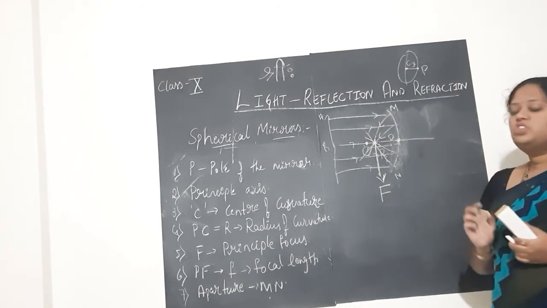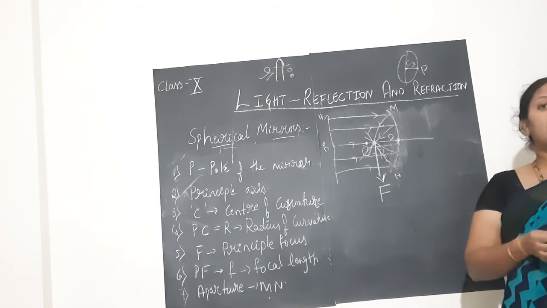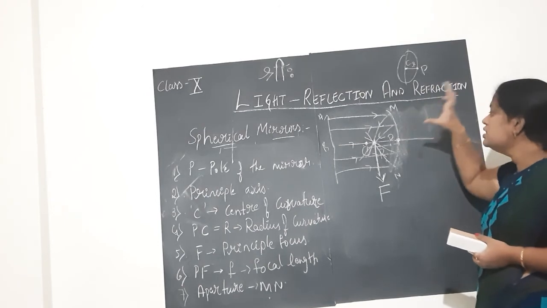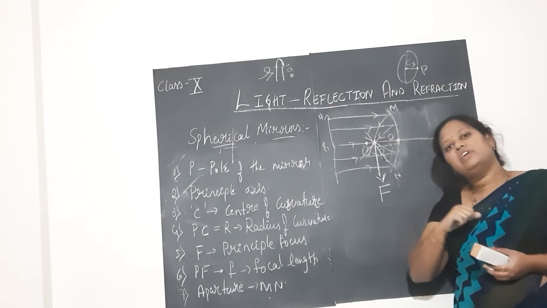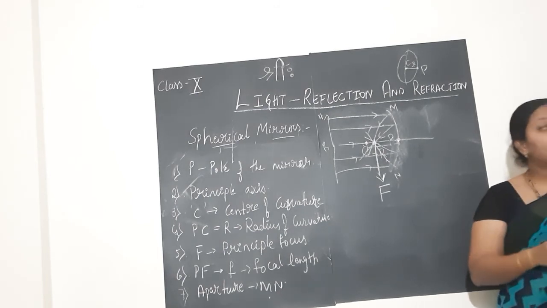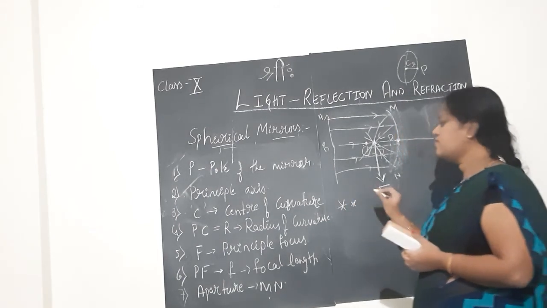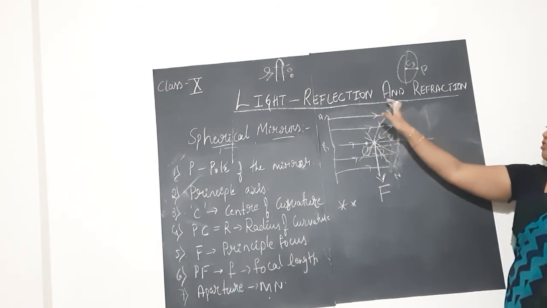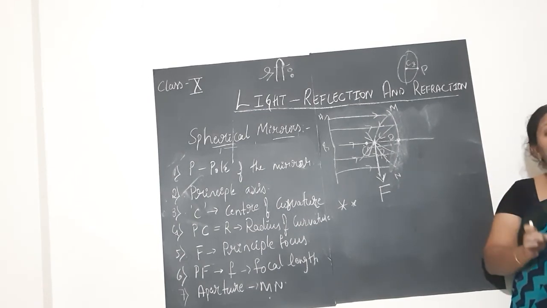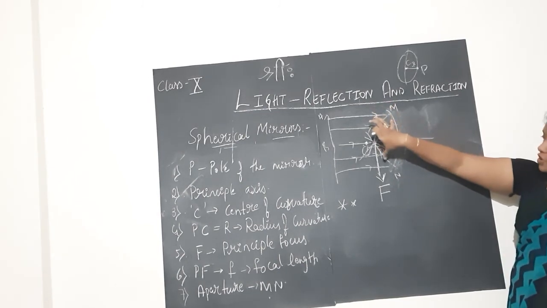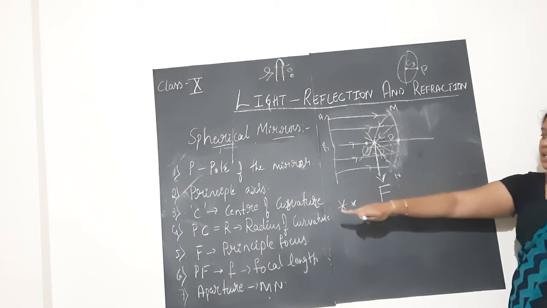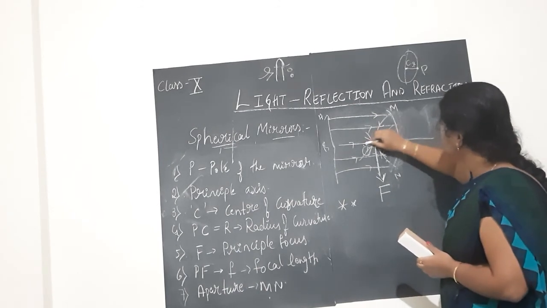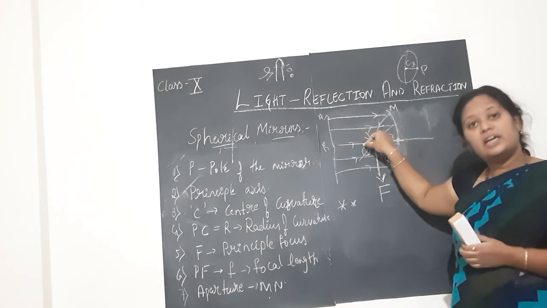And always children, in all the cases we learn here, we consider the aperture which is always smaller than the radius of curvature of the mirror. Very important note. Here we consider the aperture. What is aperture? This arc or the surface which is available is the aperture. We consider the aperture which is smaller than the radius of curvature of the mirror. What is radius of curvature? The distance you have from the pole to the center of curvature is called the radius of curvature of the mirror.